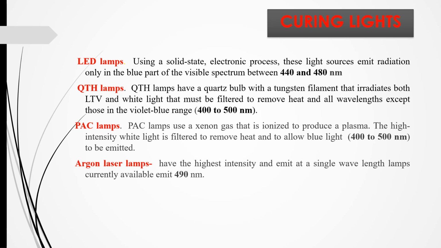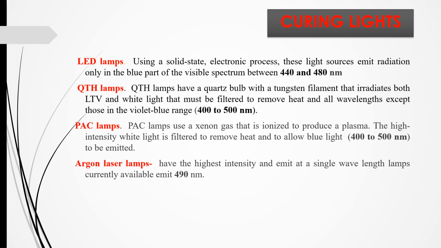So coming on to curing lights, we have LED lamps, QTH quartz tungsten halogen lamps, PAC plasma arc curing lamps, and argon laser lamps. So LED lamps use a solid state electronic process; these light sources emit radiation only in the blue part of the visible spectrum between 440 and 480 nanometers. QTH lamps have a quartz bulb with a tungsten filament that irradiates both UV and white light that must be filtered to remove heat and all wavelengths except those in the violet blue range, and has a wavelength between 400 to 500 nanometers.